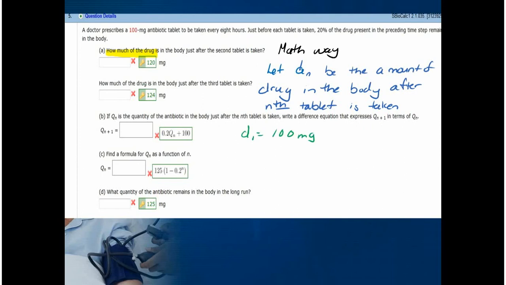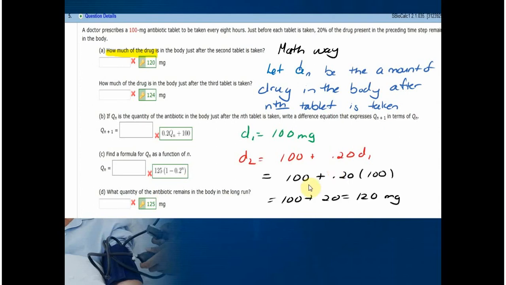D1, right after I took the first tablet, I have 100 milligrams in my body. The second tablet, well, I have a new 100 milligrams because I just took my second tablet. However, I still have 20% of the first tablet left, which is 100 plus 0.20 times 100, which gives me 120. And you see that Webassign got it right. They have 120 also. How about the third tablet?